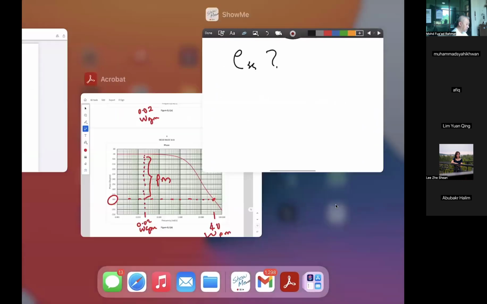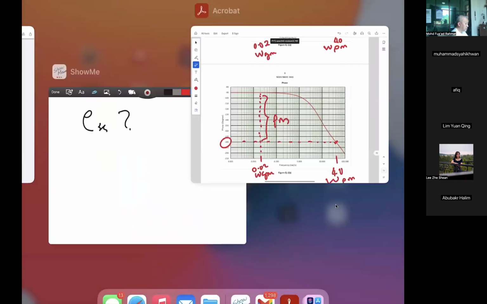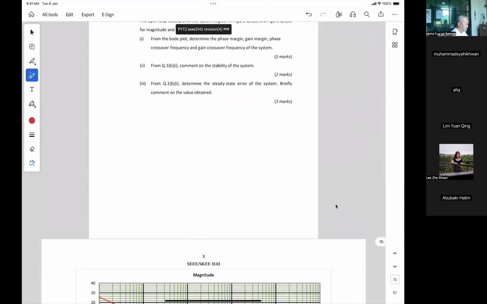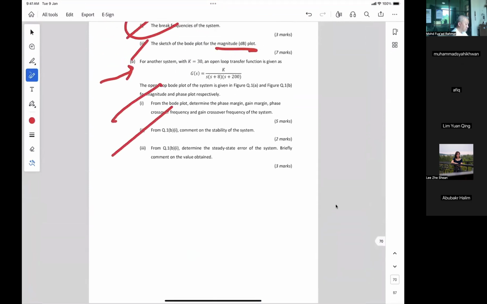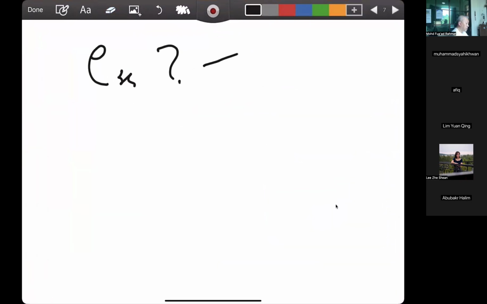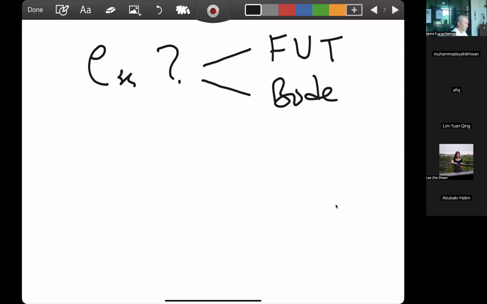Next is the steady state error. Steady state error ada dua cara. Two way. One is by final value theorem. Repeat. Final value theorem. Everybody. Final value theorem.